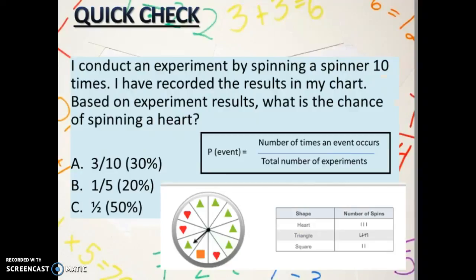We're going to do a quick check here. I conduct an experiment by spinning a spinner 10 times. I've recorded the results in my chart, and based on the experiment results, what is the chance of spinning a heart? Take a moment to answer this question. We can see that in our results, we spun a heart 3 times out of 10 total spins. So we have 3 out of 10, which is 30%.